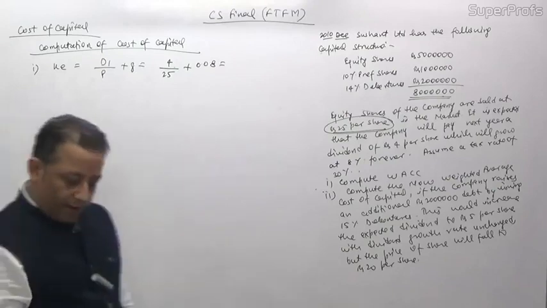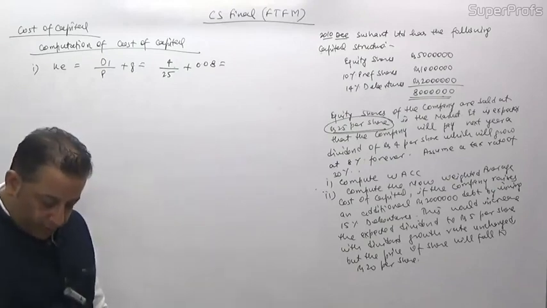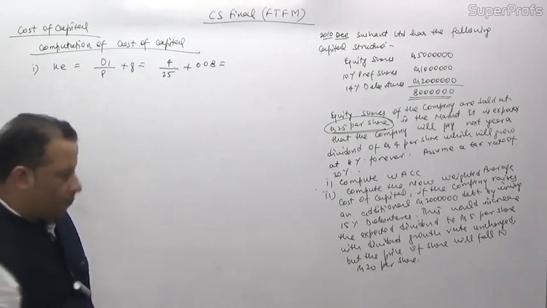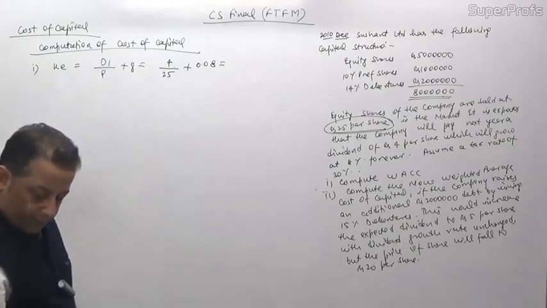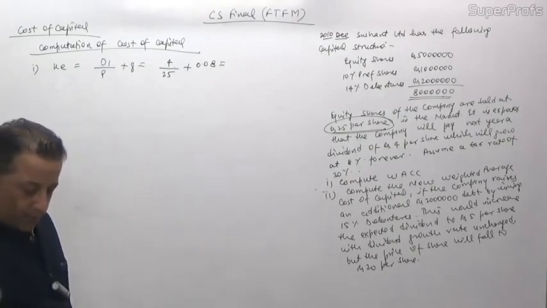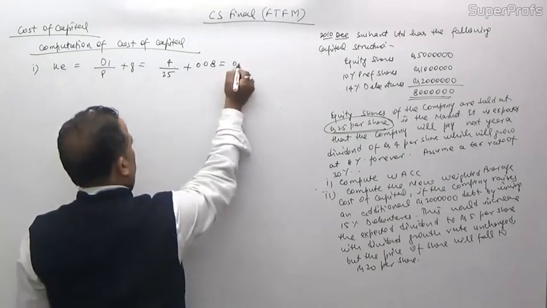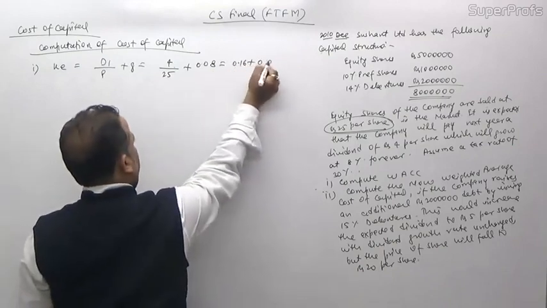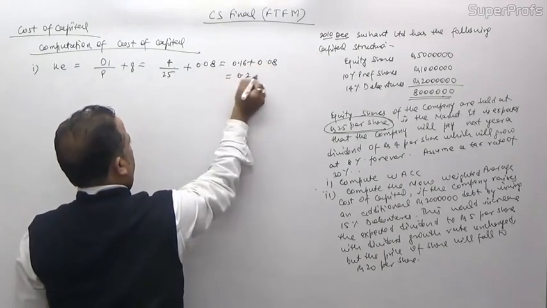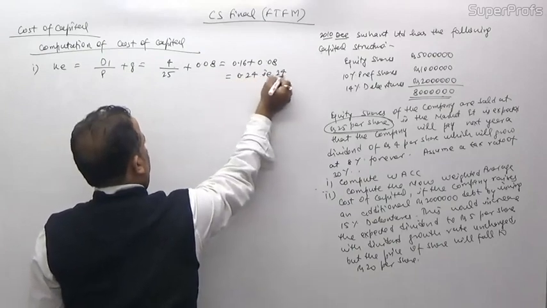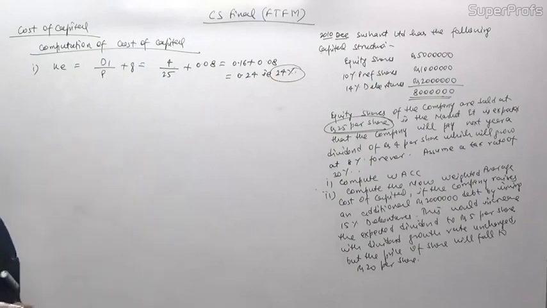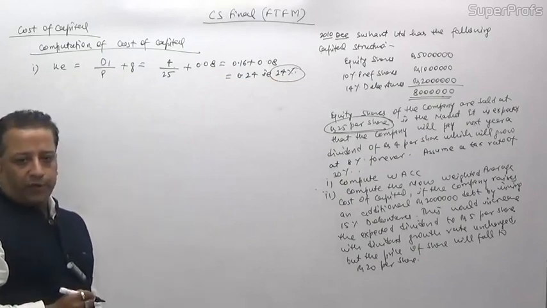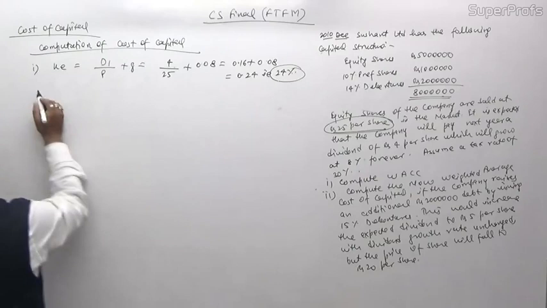So 4 divided by 25 amounts to 0.16 plus 0.08, 0.24, that is 24%. 24% is basically the cost of equity.